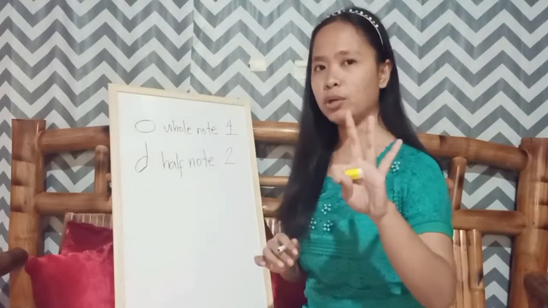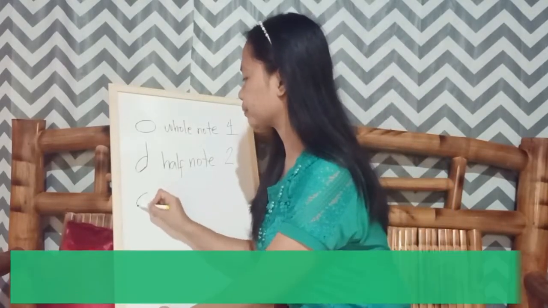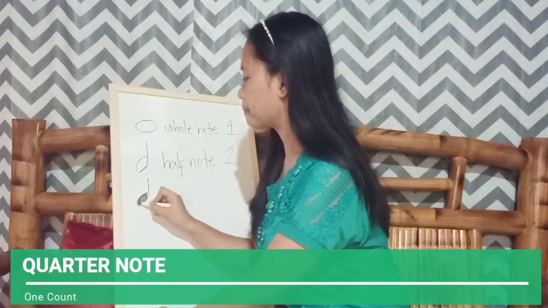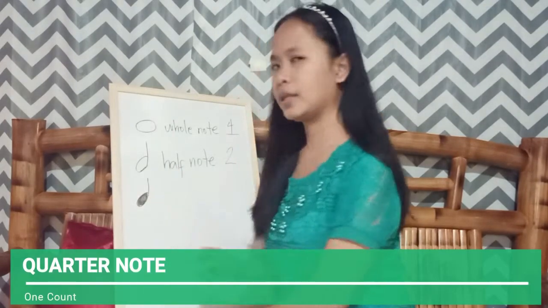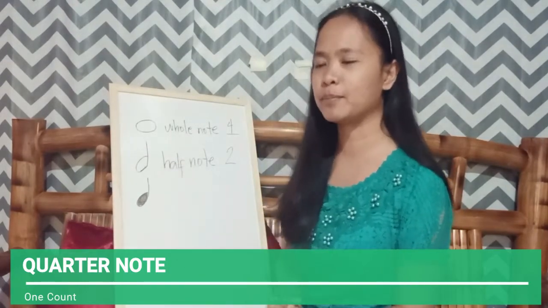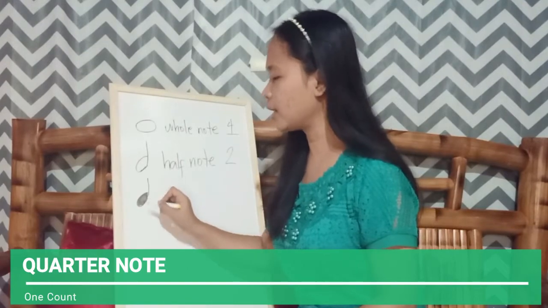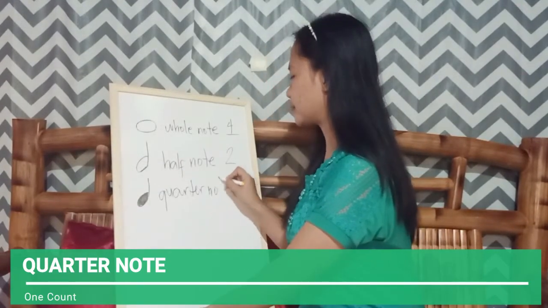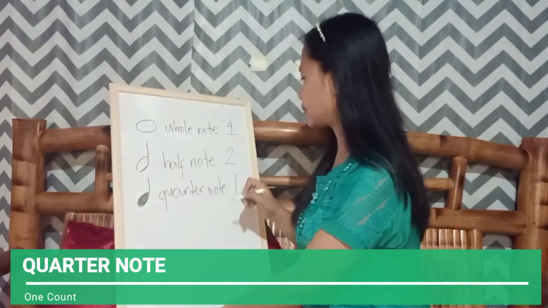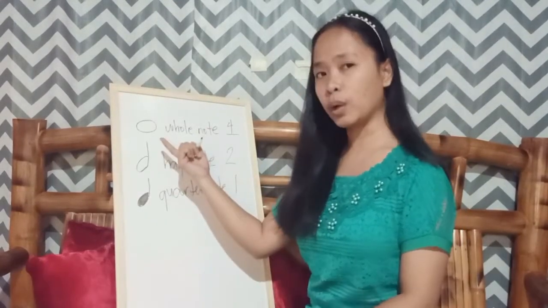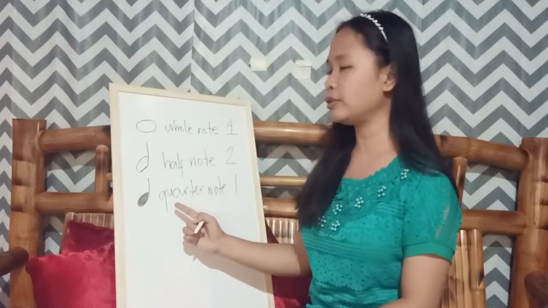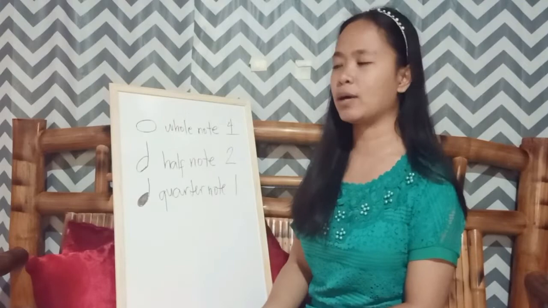And for our third note, we have the quarter note. Ito, shaded na po yung itlog natin, and then meron na din po tayong stem. So, the quarter note looks like this, and it has 1 count. So, we have a whole note, 4 counts, half note, 2 counts, and then our quarter note is 1 count.